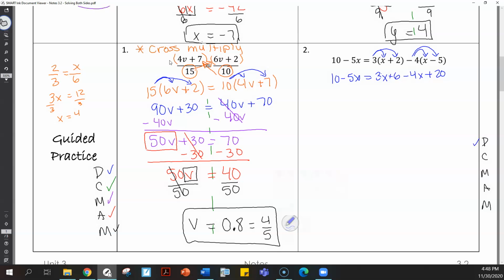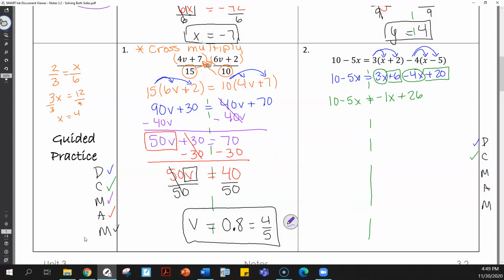Done distributing. I'm going to combine like terms. On this side, I've got a constant, 10. I've got an x term, negative 5x. Neither of those can be combined with one another, so I'm just going to bring them down. On the other side, I have a 3x and a negative 4x. Those can be combined. 3 plus negative 4 is negative 1x. Also, my 6 and my 20 are both constants. Those can be combined as like terms. So 6 plus 20 is 26. Done combining like terms.